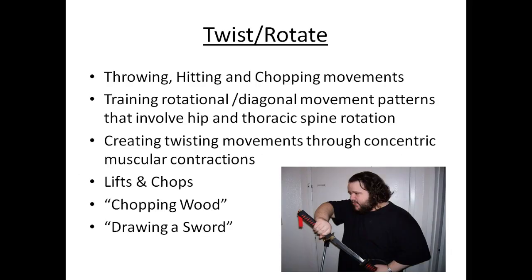Okay, rotating or twisting, things like throwing, hitting, using martial arts or chopping movements. Here we've got some rotational movement in a diagonal pattern involving the hip and the thoracic spine. So we've got two types of movements here: lifts and chops. Chops are going from high to low, and lifts are going from low to high. Things like drawing a sword.